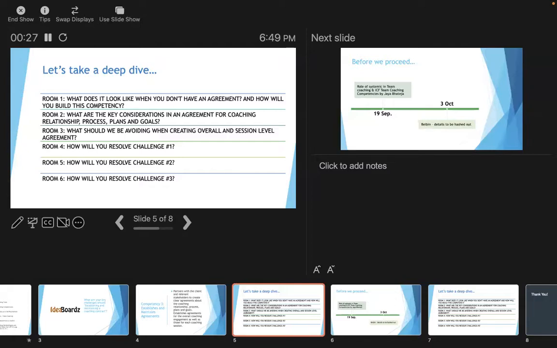So room 1 is going to talk about what it looks like when you don't have an agreement, whether it is an overall agreement or a session level agreement. When you don't have this, what do you experience as a coach, or what might your client experience, and how can you build this competency?